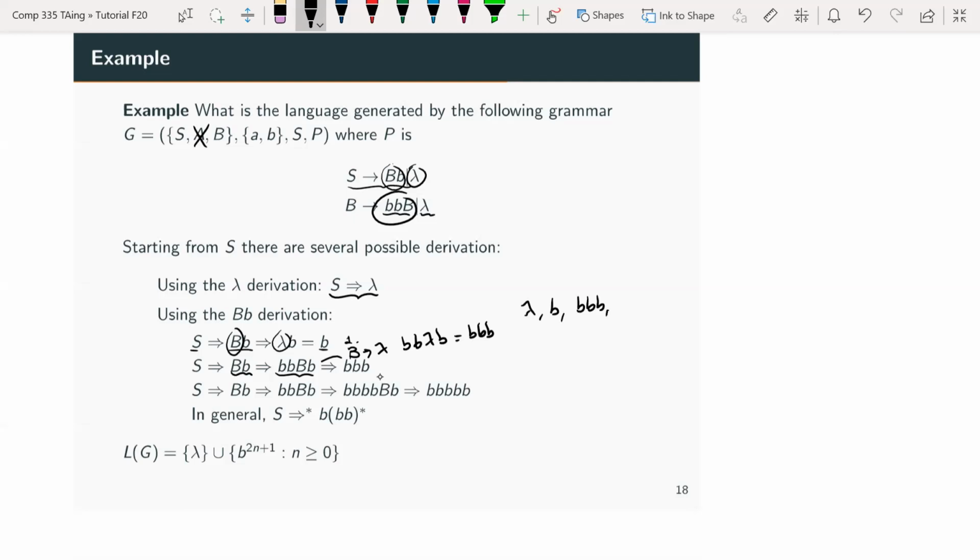If I go from S to B, I'm always going to start with a single B, so a single symbol B. And then every time I use the production rule here, I'm going to add 2. So I'm going to add an extra 2 B's.